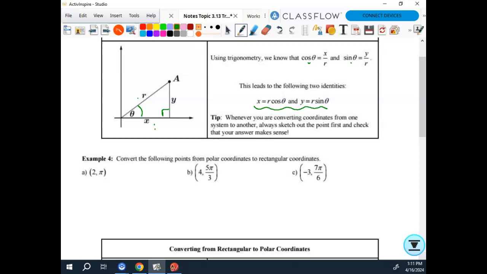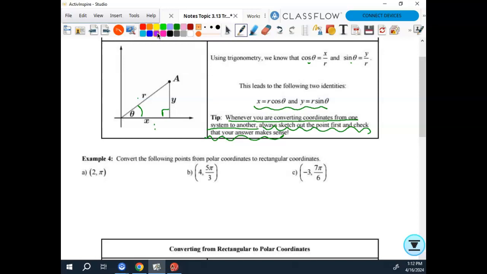But here's something that's important. Whenever you are converting coordinates from one system to another, always sketch out the point first and check that your answer makes sense. That's important. Doesn't have to be a crazy, beautiful sketch. You'll see what we can do here.